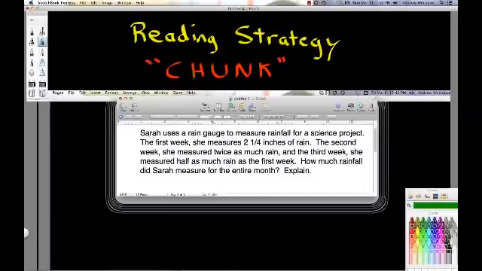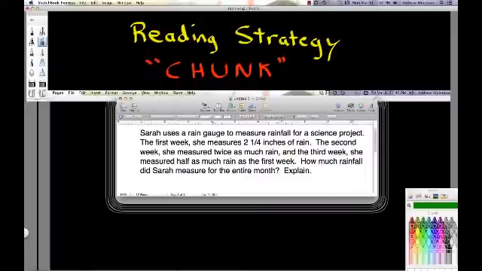So in this segment, we're going to talk about a reading strategy. It's called chunking, or just chunk. So I'm going to read the example first. This is a math example where a child would have to do a multi-step problem. It reads, Sarah uses a rain gauge to measure rainfall for a science project.